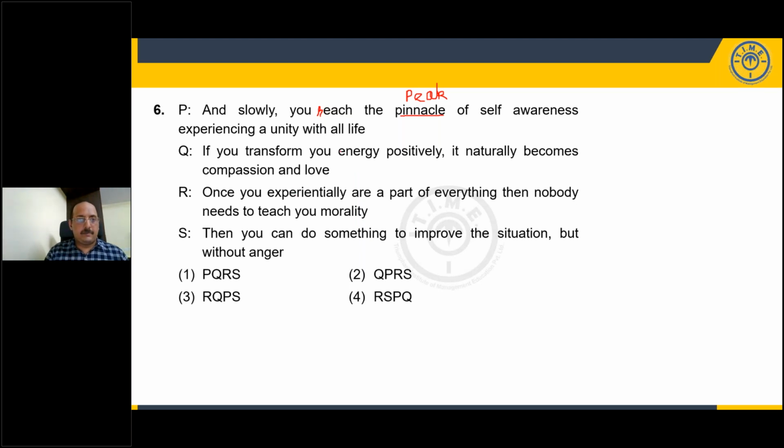So because this talks about a unity and you are a part of everything, so these two ideally can be connected together. So no matter whatever I do, P and R will come together. And the basic thing that these people are talking about out here is transforming the energy positively. So Q becomes the first line. So let's see which option has this. One gets eliminated, two can be a possible answer, three gets eliminated, and four gets eliminated. So could QPRS be a possible order?